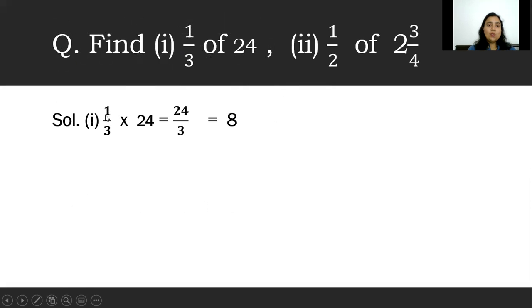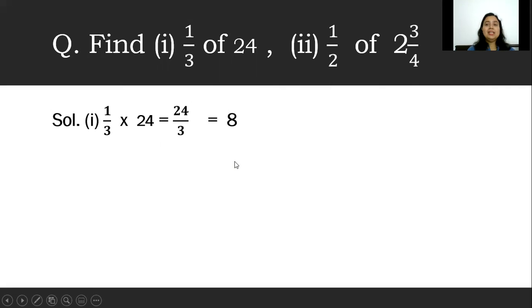Look at this. 1 by 3 multiplied by 24. As I said, this number only gets multiplied with the numerator. 24 ones are 24 divided by 3. Now divide 24 by 3, or you can cut like 3 ones are 3, 3 eights are 24.